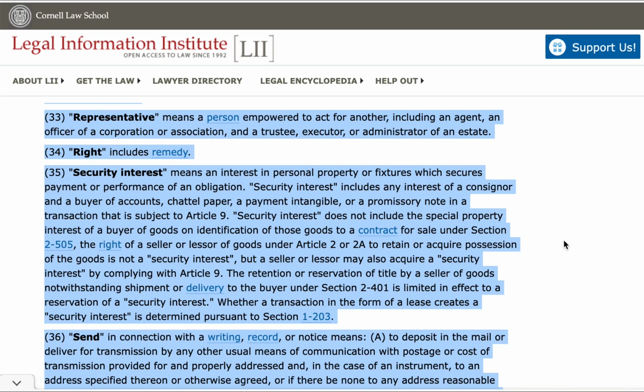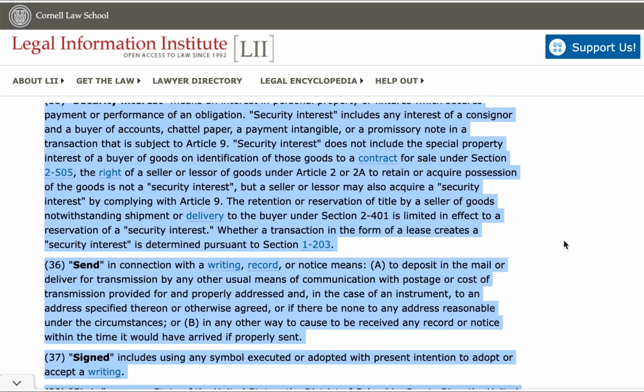The right of a seller or lessor of goods under Article 2 or 2A to retain or acquire possession of the goods is not a security interest, but a seller or lessor may also acquire a security interest by complying with Article 9. The retention or reservation of title by a seller of goods notwithstanding shipment or delivery to the buyer under Section 2-401 is limited in effect to a reservation of a security interest. Whether a transaction in the form of a lease creates a security interest is determined pursuant to Section 1-203.